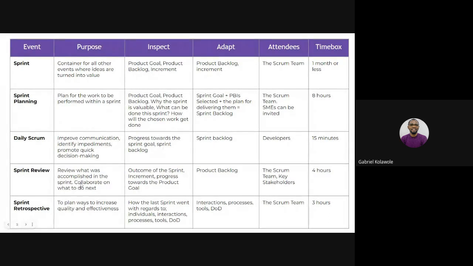Sprint review, as I mentioned earlier, is to review the accomplished work of the sprint. After your sprint, you can adapt your sprint backlog and move things from here to your sprint backlog. Key attendees: the Scrum team and also the key stakeholders. Time box: 4 hours.